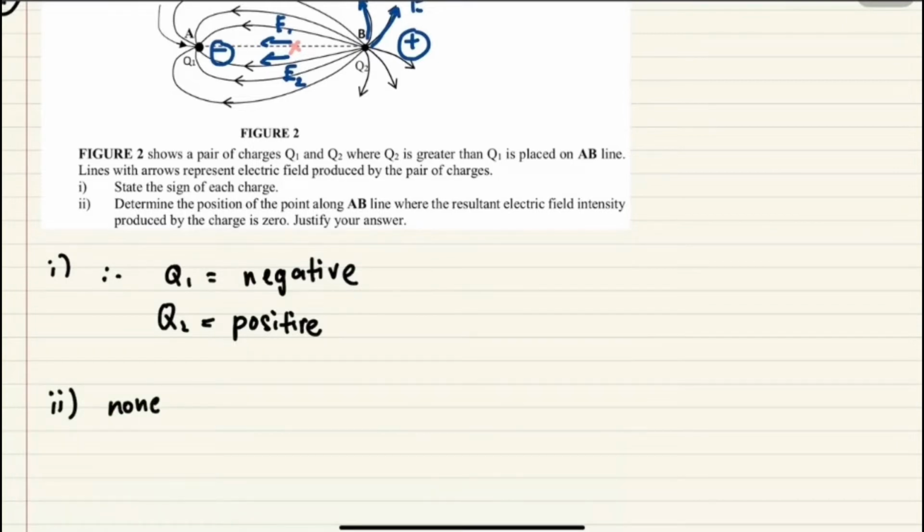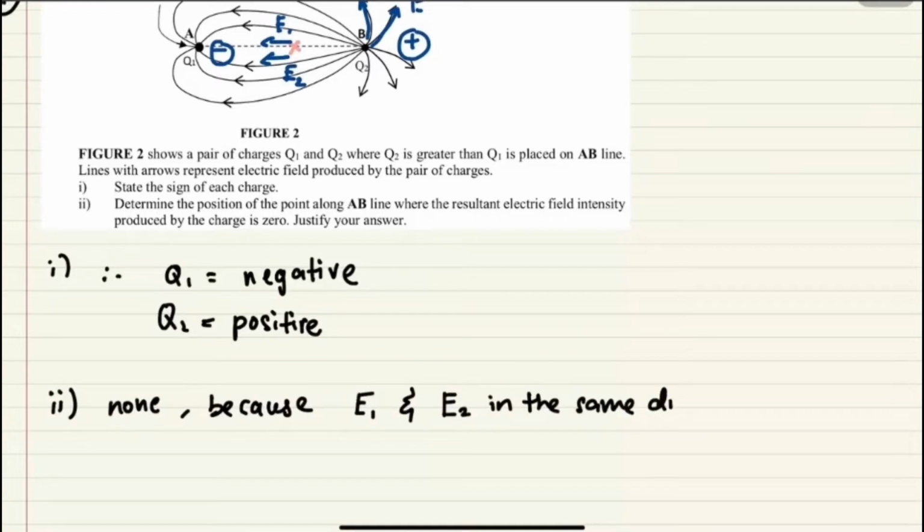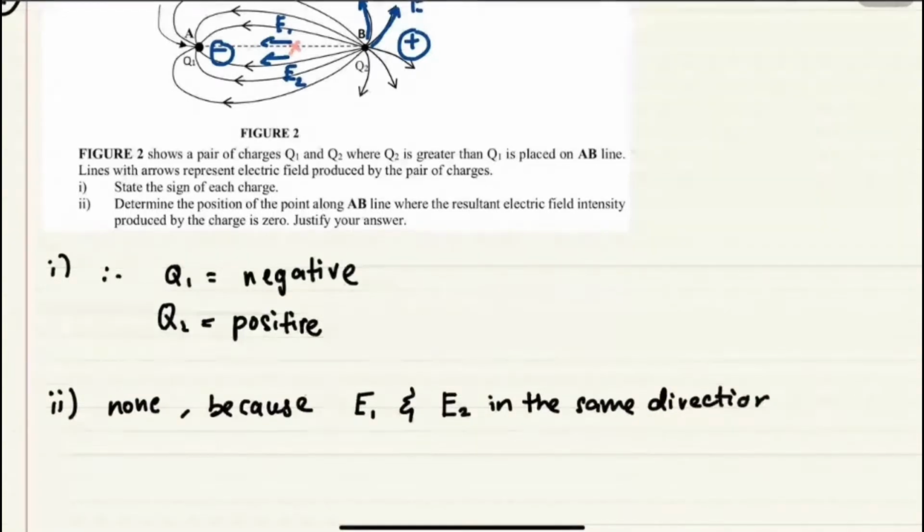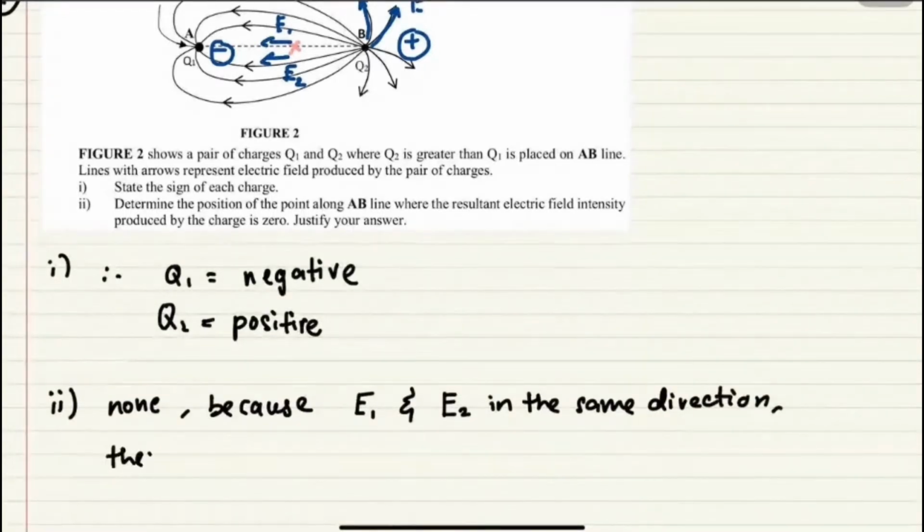Like a tricky question, eh? None because E1 and E2 are in the same direction, so they can't cancel each other.